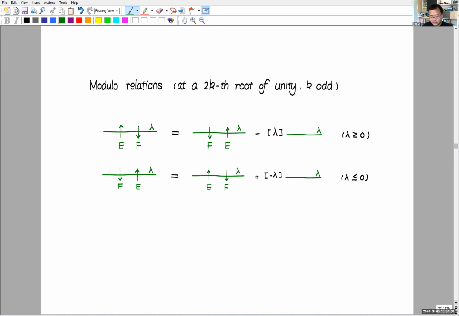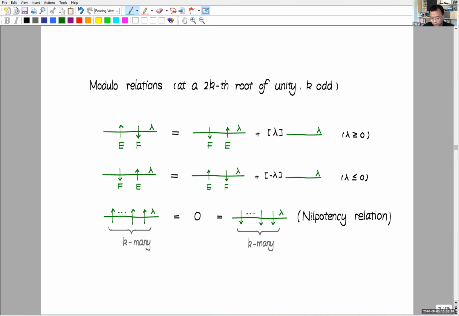When you try to commute these operators E and F, you pick up some error terms. When you commute F past E, or E past F, depending on whether lambda is greater or equal to 0, or less or equal to 0, you pick up quantum lambda copies of the identity transformation of the lambda region. This is the usual SO2. But what's special about a root of unity is the nilpotency: E to the pth power or F to the pth power is always 0. This is the nilpotency relation.